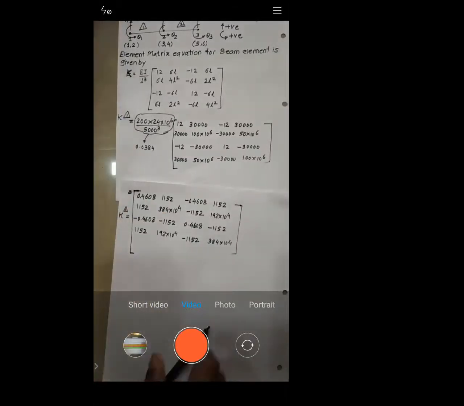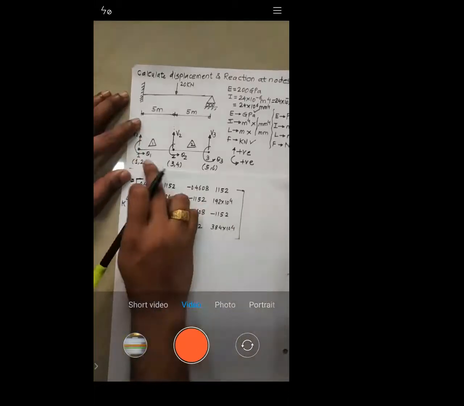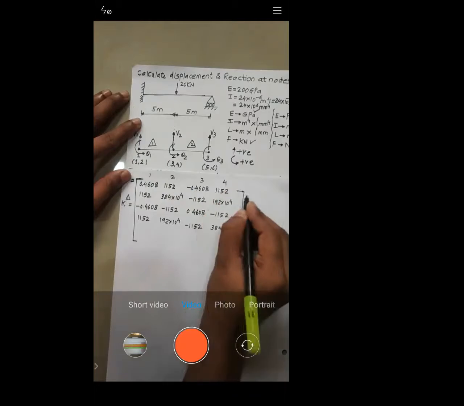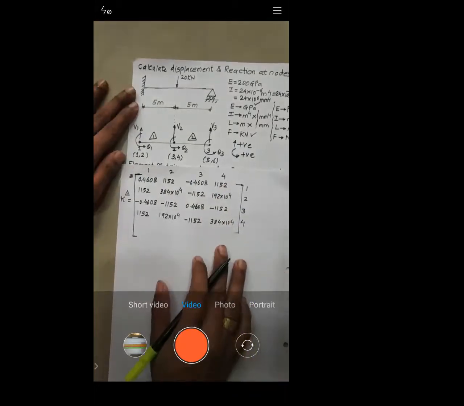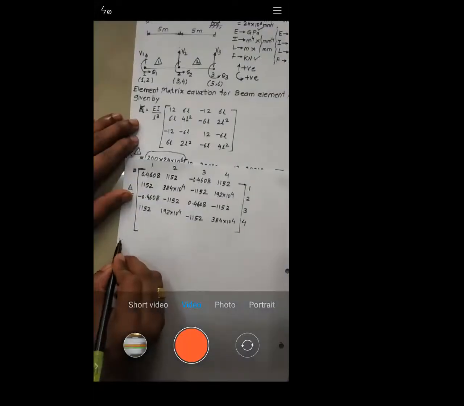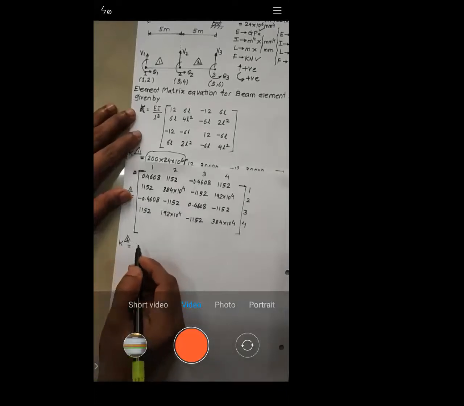Okay, but see, here you need to write down the degrees of freedom. This is very important, right? So it is 1, 2, 3, 4. Similarly, I will write 1, 2, 3, 4. Is it okay? Yes or no? Can you find out the same thing for the stiffness matrix of element number 2? Can you do that? I will do that. Same, na?